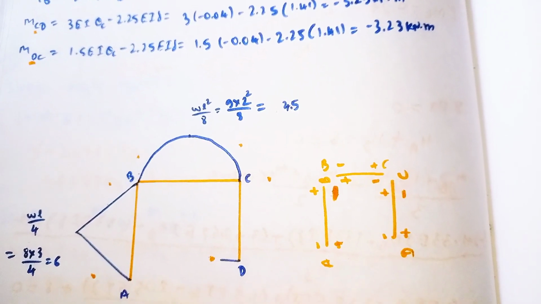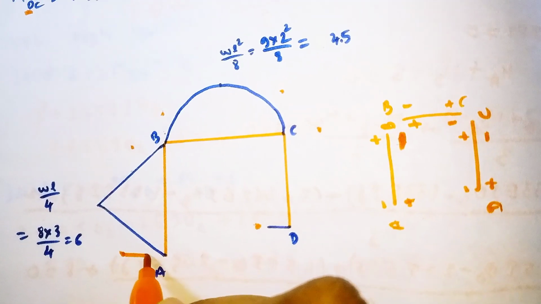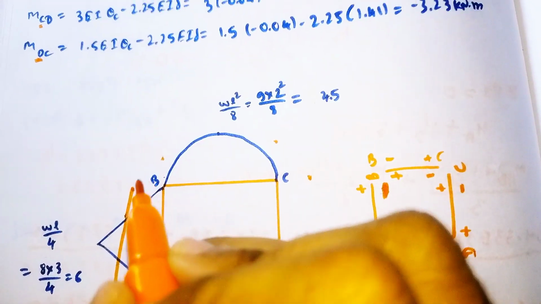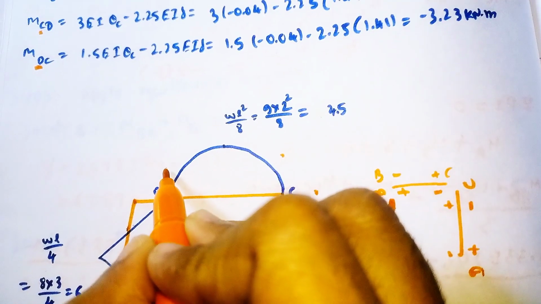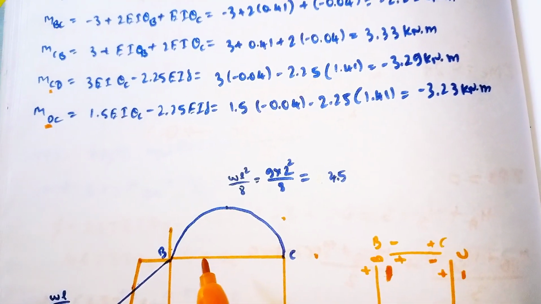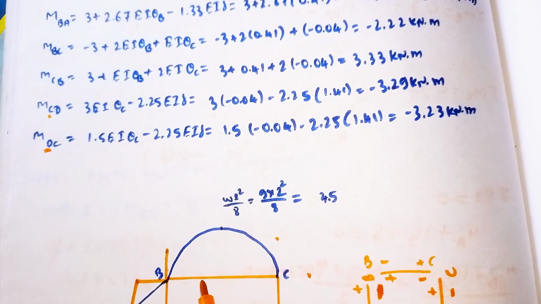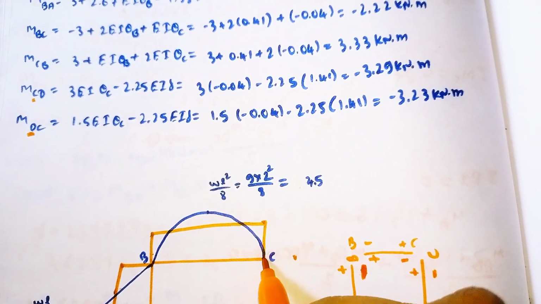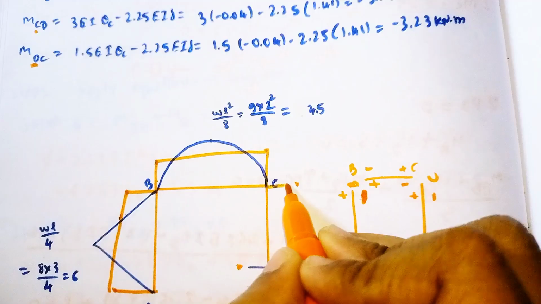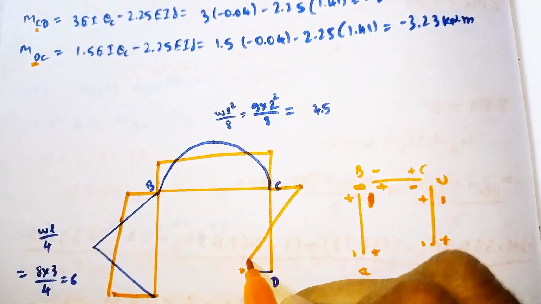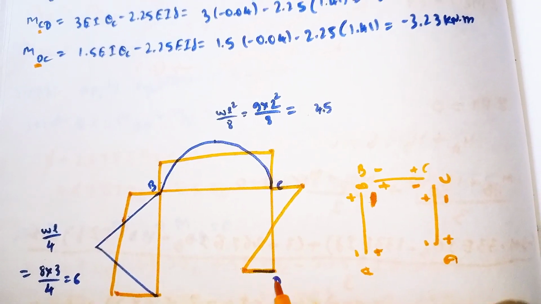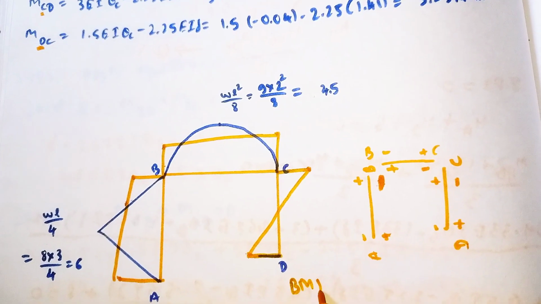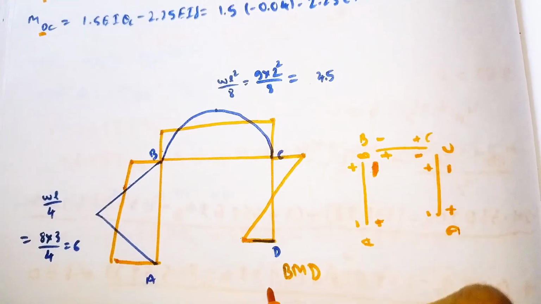So now join all these lines to get the net bending moment diagram. So join it, it will come like this, and again join this. So this is our net bending moment diagram. Carefully join all the lines. So this is the net bending moment diagram of this problem.